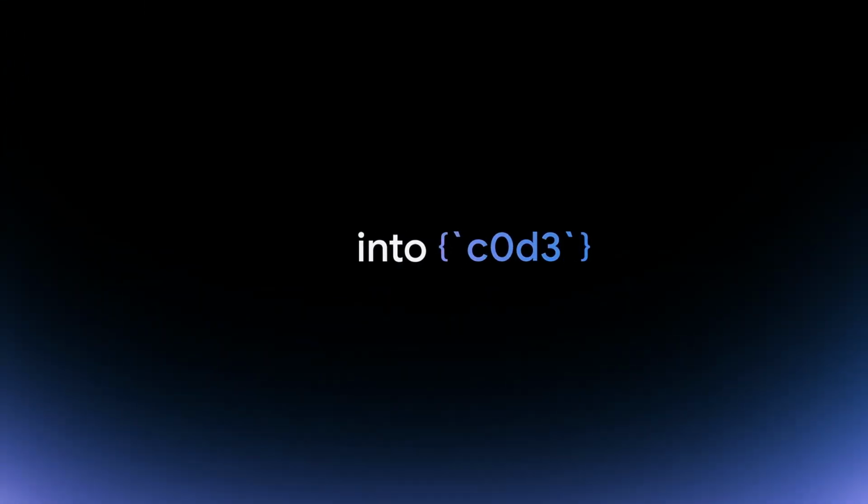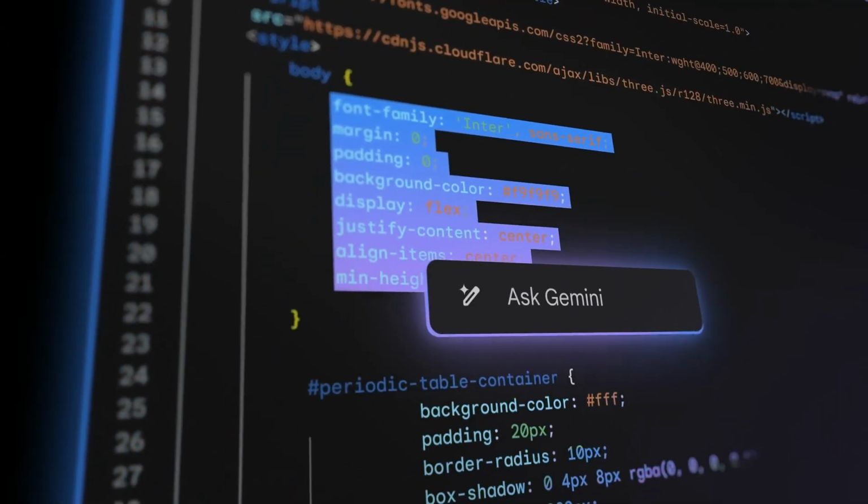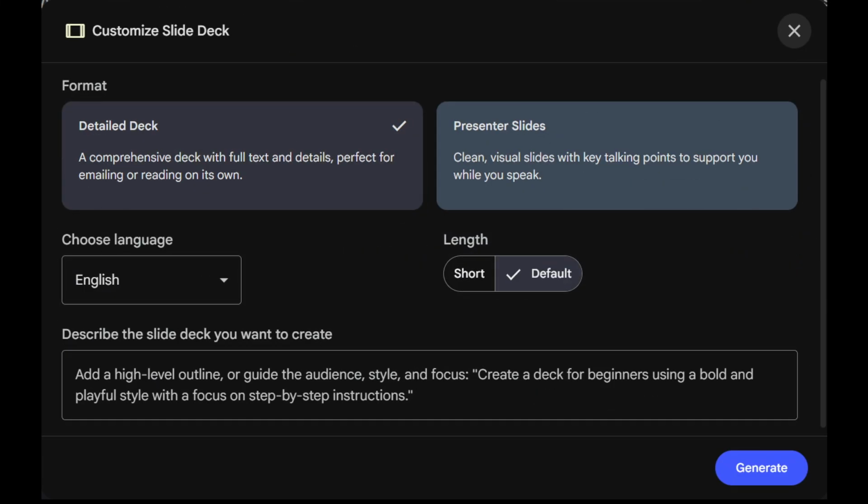Here we are comparing Google to Google. But what is provided here now is with Nano Banana Pro, and you can truly create miracles. Now, what options do we have access to? We have a detailed deck option and a presenter slide option.